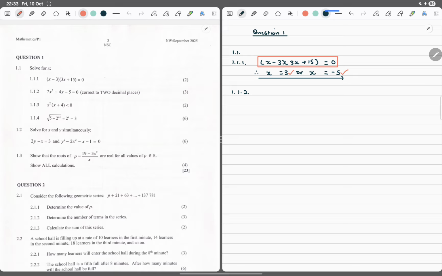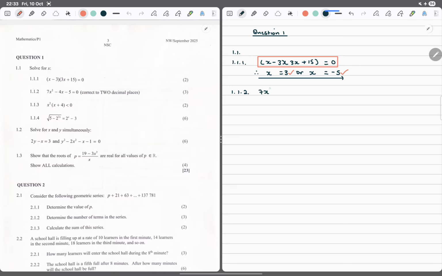Otherwise, truly speaking guys, questions like 1.1 are grade 10 questions. No grade 12 should be spending time at this stage practicing such questions, but rather doing them meticulously and ensuring that they are done to perfection.